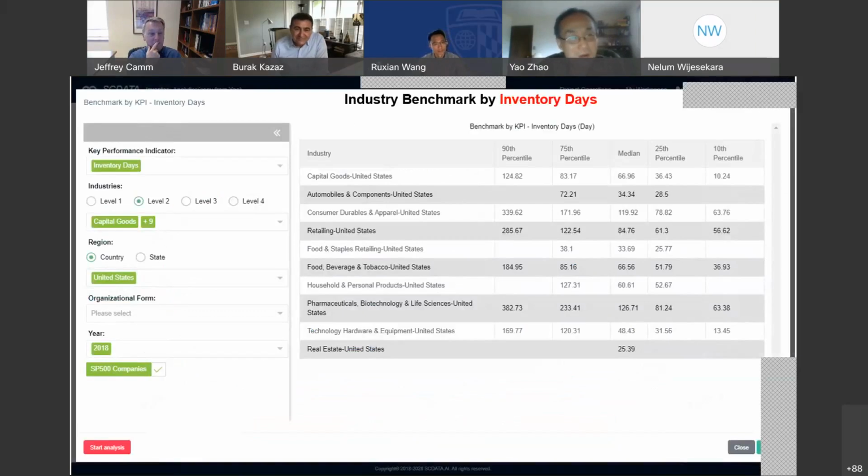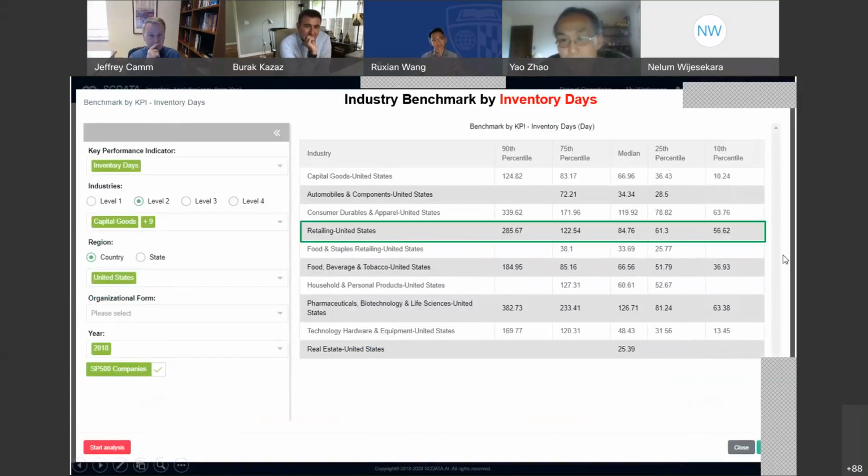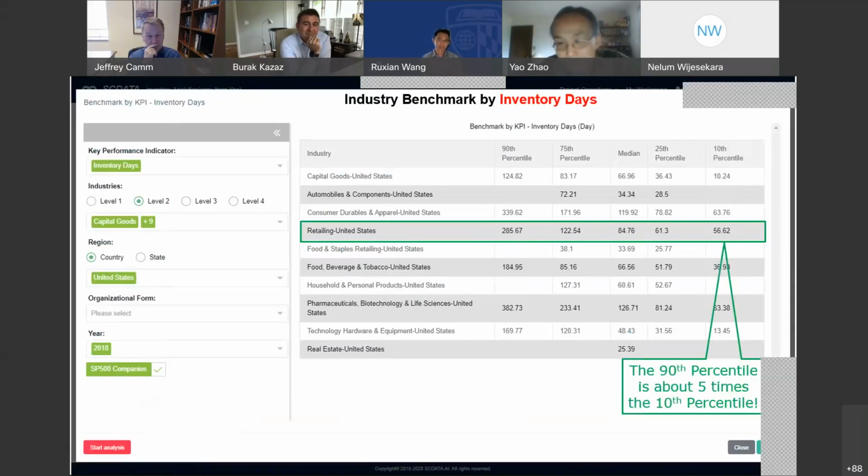Okay, now you can, of course, look at a more global picture, not only retailing, but also other industries. You'll see many interesting things. Retailing is here. The median is about 80 days. But the best performance is about 56 days. And the worst performer is about 285 days, which is 5 times the 10th percentile. So you can see that even in the same industry, same country, the companies have widely different performance.